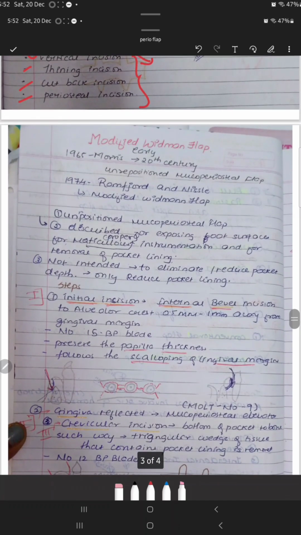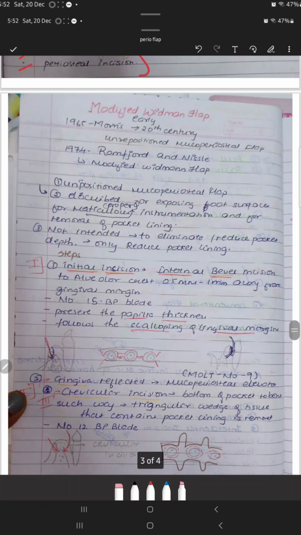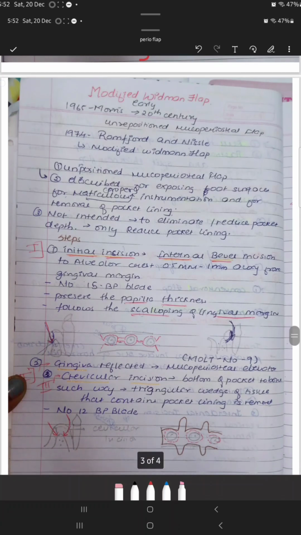So now let us learn about the most important topic, the modified Widman flap. So everyone, just remember, don't forget to write these notes. These are very important notes that you can directly write, with diagrams, in your final exam papers. So first we will start with the modified Widman flap.